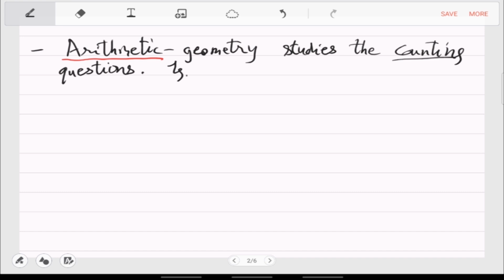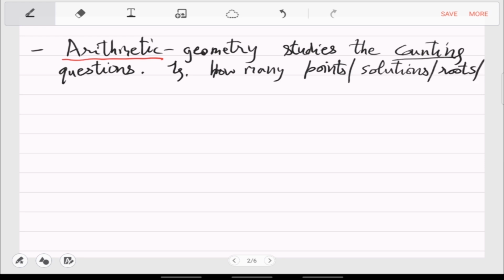So for example, how many points are there? Points or solutions, that's the same thing for me, which is also the same as roots, which is also the same as zeros. All these terms will mean the same thing. So you count points, solutions, roots or zeros, let's say on y square equal to x cube mod p.